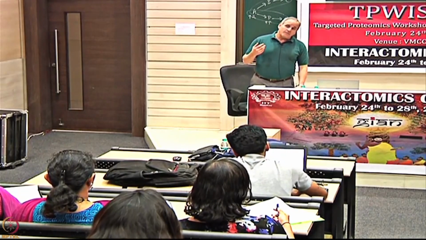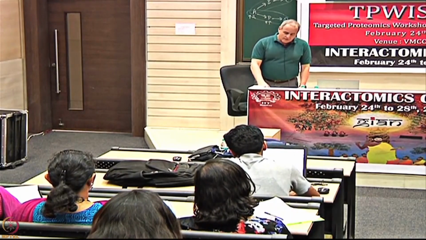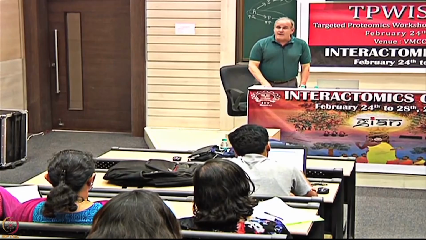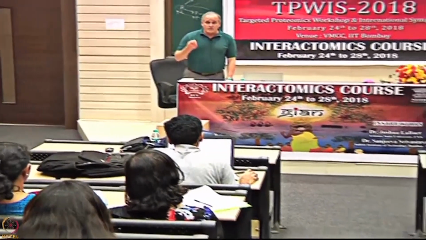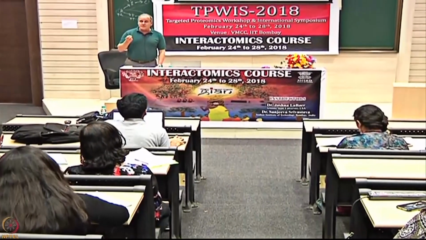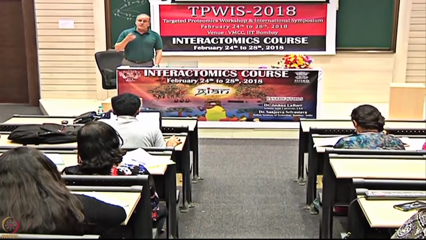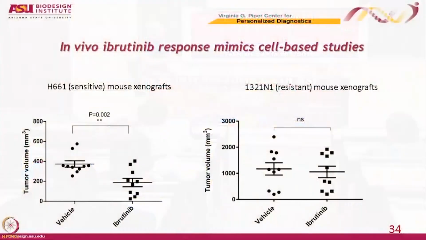Okay, so the last piece of this puzzle was asking the question, does this matter in biology? Would it matter in an animal? So we took these cells, grew tumors out of these cells in mice, and then either treated them with ibrutinib or no ibrutinib. And you can see the effect. This is tumor growth without ibrutinib, and this is tumor growth with ibrutinib. So clearly, even in animals, this was working.